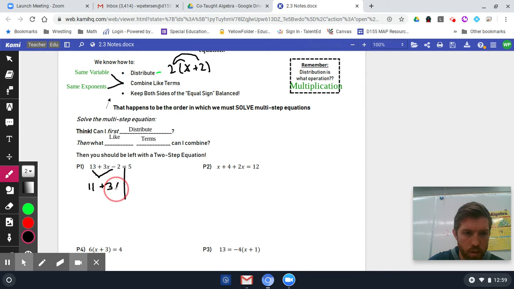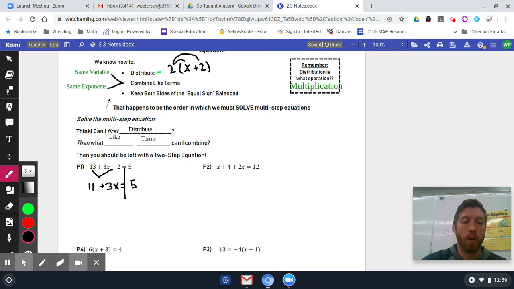We just do 13 minus 2, which is 11 plus 3x equals 5. Okay. When we combine like terms, we do not need to keep the equation balanced. We don't need to do it to the other side. We are just simplifying one side of the equation. What we have right now is still the exact same as what we have up here. We just simplified it, so we didn't change anything.